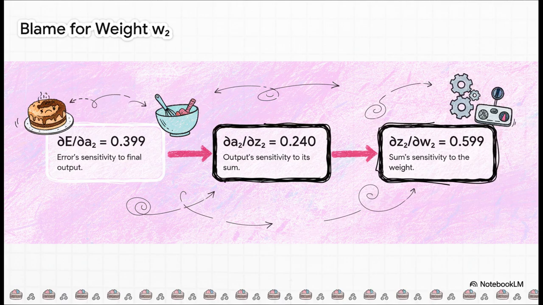First, link 1. How sensitive is the error to the final output? We calculate that. Second, link 2. How sensitive is that output to the signal it got right before it? Got it? And finally, link 3. How sensitive was that signal to the weight W2 itself? And there's our last link.